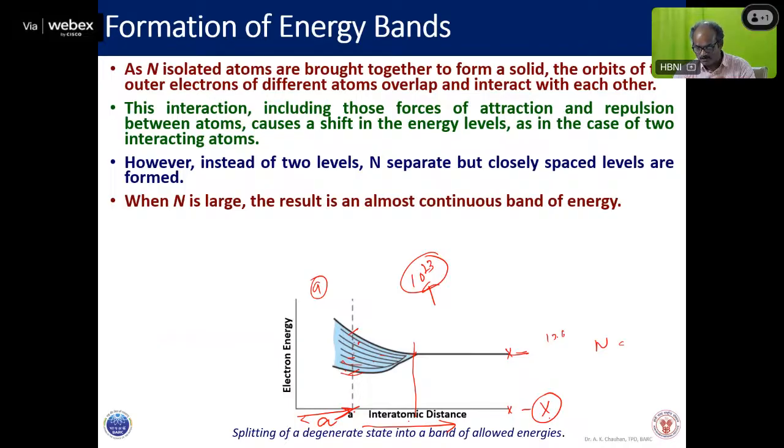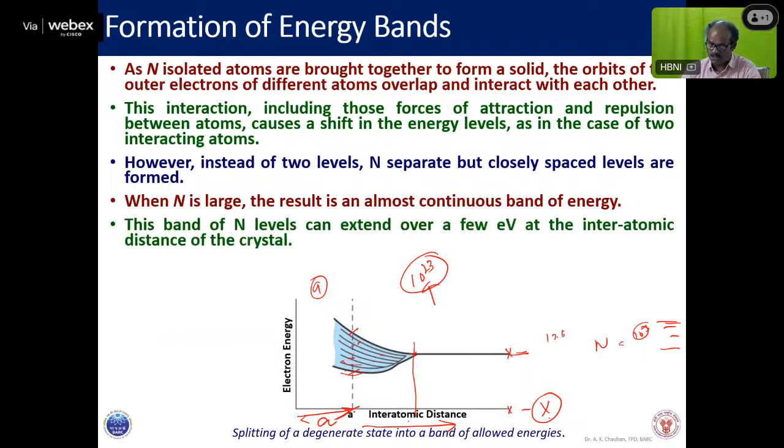Can you imagine it? If you start imagining, you will realize that it's too huge a number, so it will be almost a continuous band of energy. If you start separating this much into 10 to the power 23 equi-spaced lines, you will find an almost continuous level. So this is called the band of energy.